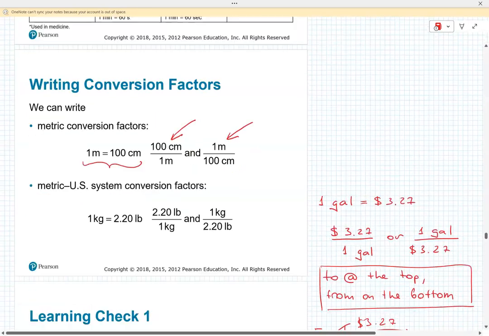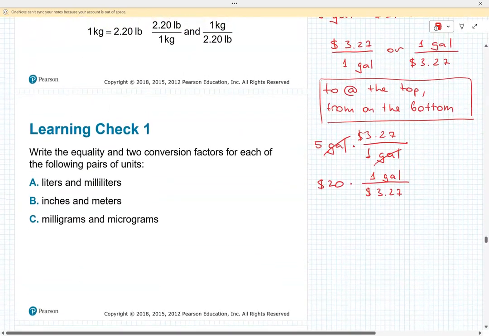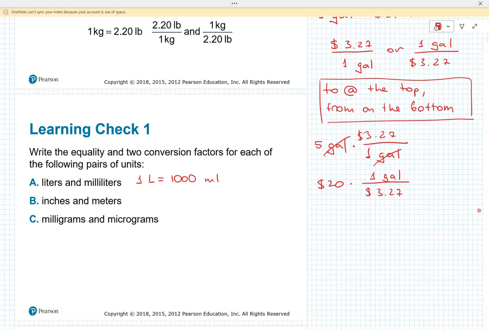Okay? We're just going to be using these conversion factors for different units. So if we talk about liters and milliliters, what is the equality between them? 1 liter equals 1,000 ml. Give me one conversion factor.